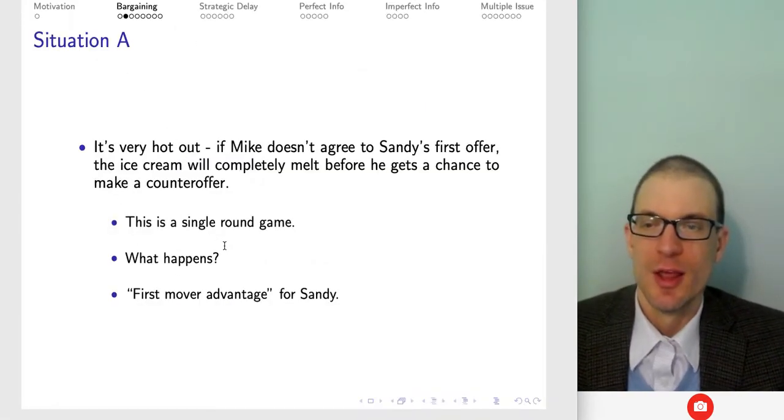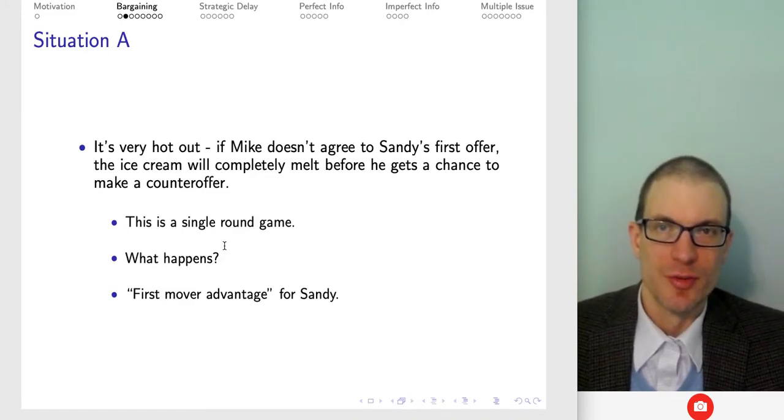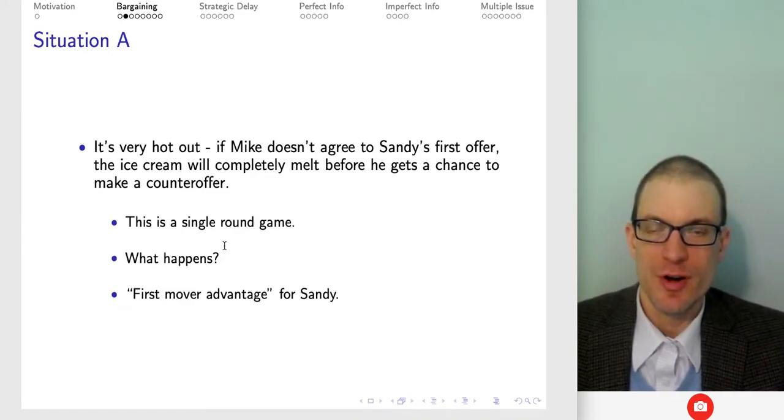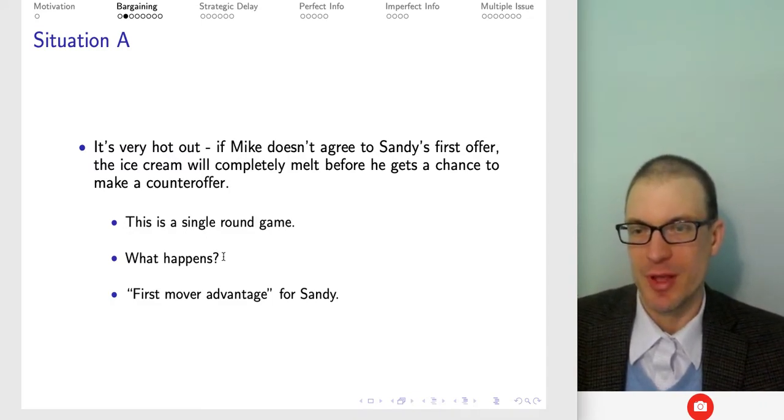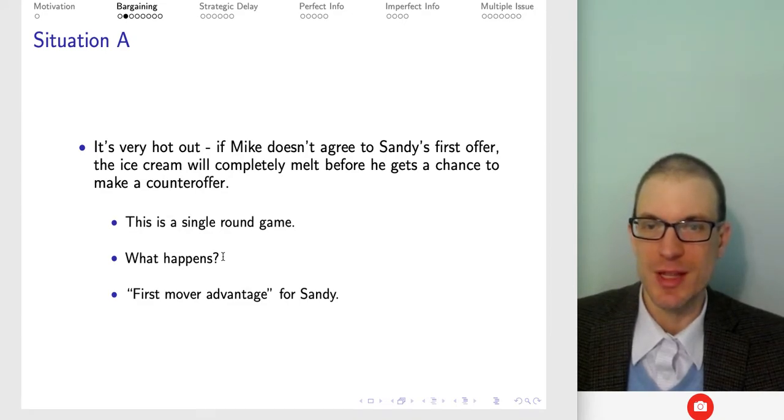So this is a single round game. This is like an ultimatum game. You have a take it or leave it offer. And if you don't come to an agreement, you both lose. So we expect Mike should agree immediately, and then Sandy is just going to be able to guarantee whatever term Sandy wants. So there's a massive first mover advantage for Sandy.